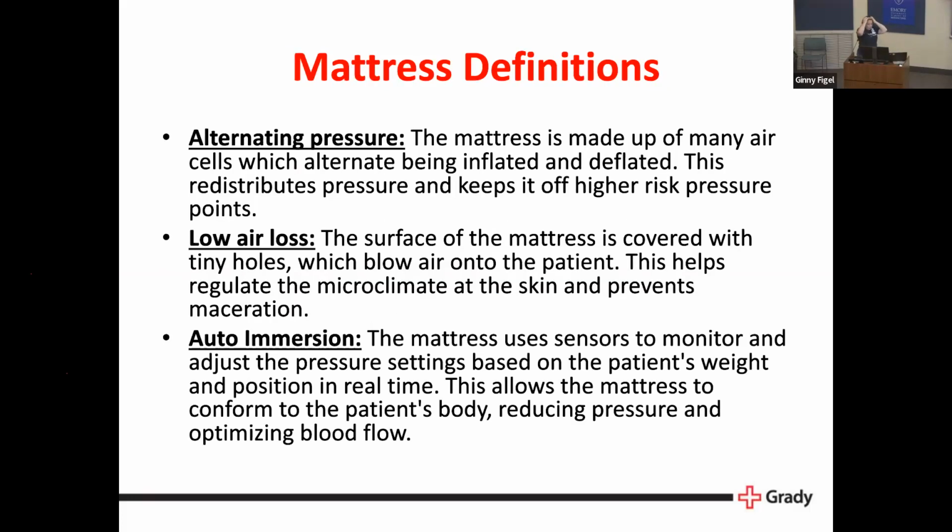Okay, so in these days, we have all these fancy surfaces for our patients to sit on, right? Those beds up there cost more than most of our cars, even if you drive a really fancy new nice car. All right, so alternating pressure, that mattress is made up of many air cells, which alternate being inflated and deflated. So this redistributes the pressure and keeps off higher risk pressure points. Low air loss is where the mattress surface is covered with tiny holes, which blow air onto the patient. This helps regulate the microclimate at the skin and prevents that maceration if the patient is staying moist. So that's who that's good for.